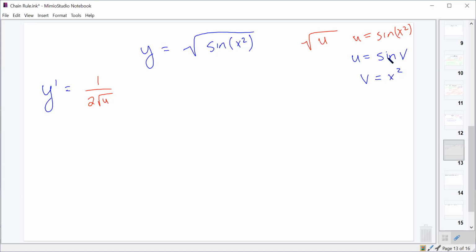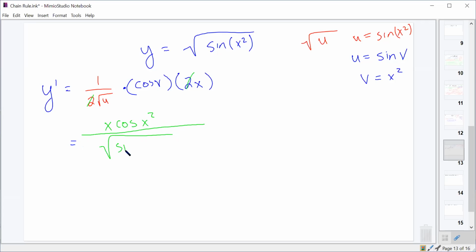And so what's the derivative of sine of v? That ought to be cosine v. And what's the derivative of x squared? That ought to be 2x. So we will see, hopefully, that the 2's will cancel each other. But we end up with cosine of v, which is cosine of x squared in the numerator and an x in the numerator. So we got x cosine x squared all over the square root of u, which is the square root of sine of x squared.